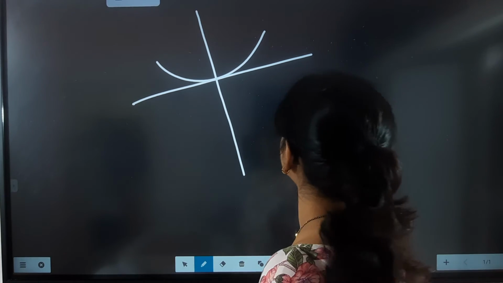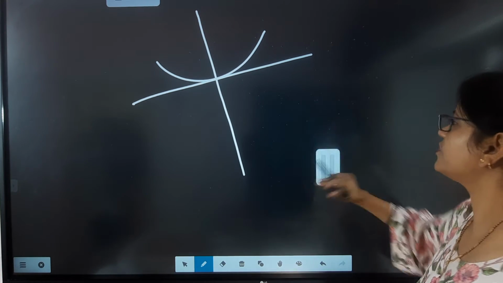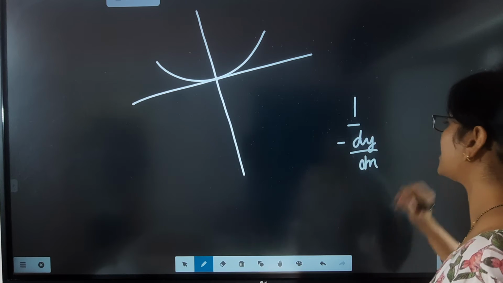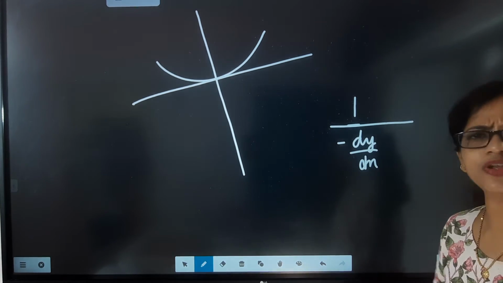Slope of the tangent is dy by dx. Then what will be the slope of the normal? Then slope of the normal will be 1 by minus dy by dx. Okay. So 1 by minus dy by dx will become what? Slope of the normal. That's it.